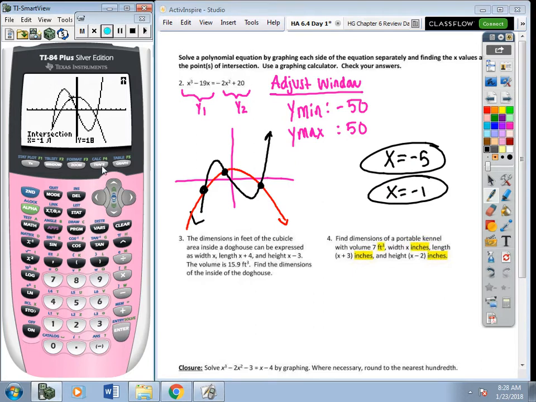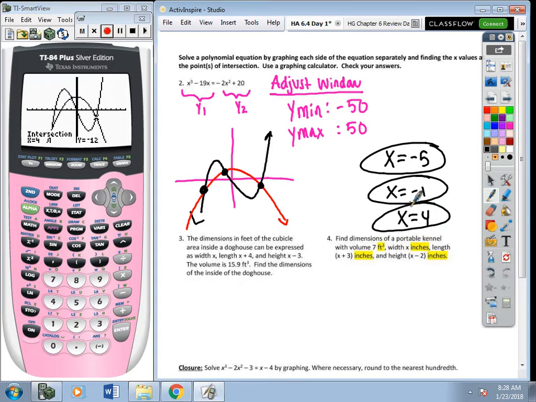And then do it all over again. Oops, first curve, second curve. So those would be my 3 answers. If you chose method 2, again, you would have added 2x squared and subtracted 20, and then graphed that and found the zeros. There would be 3 zeros for you to find.